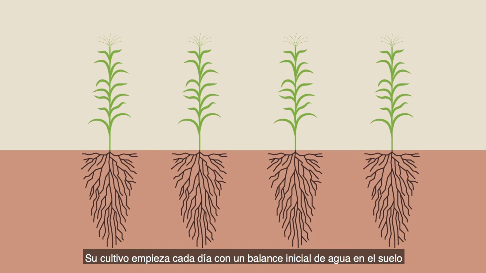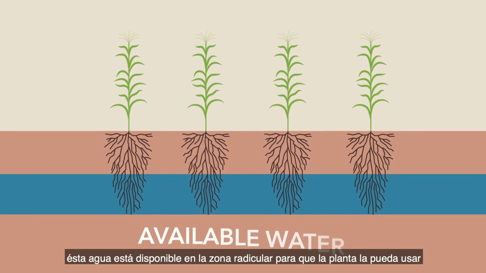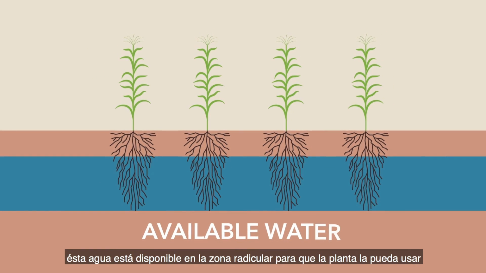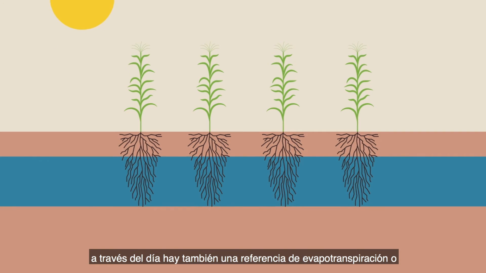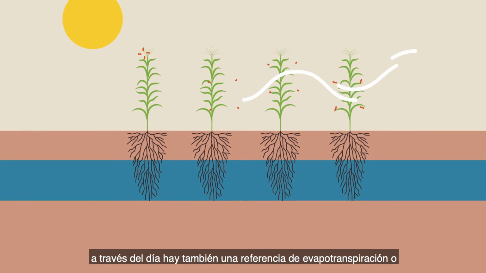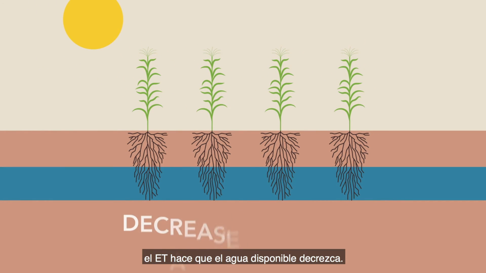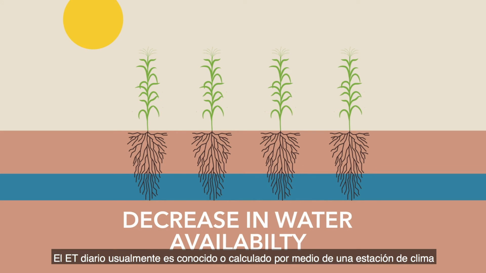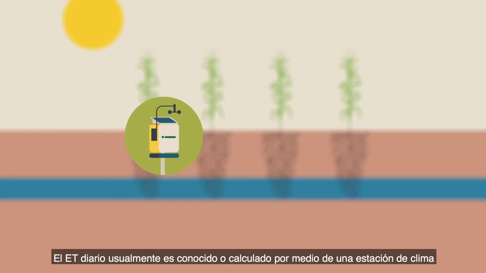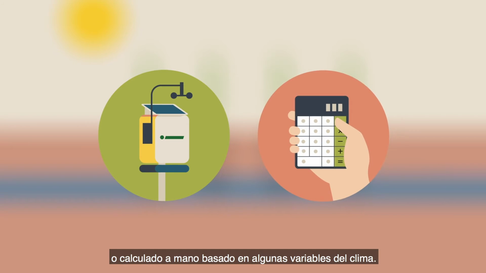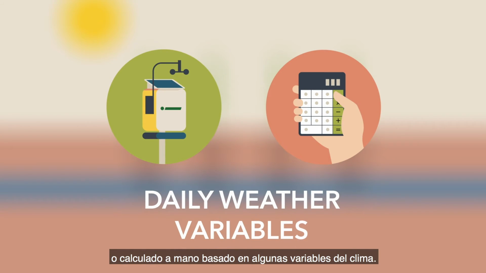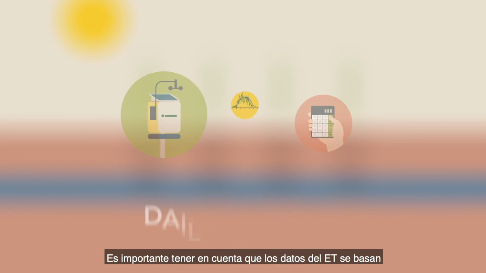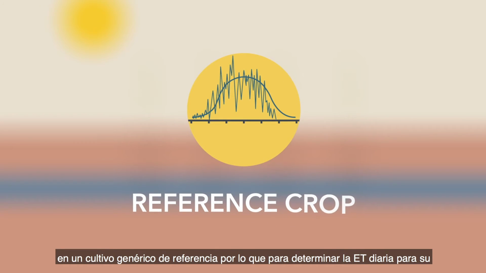Your crop begins each day with a starting water balance that is available in its root zone. As the crop uses water throughout the day, referred to as evapotranspiration, or ET, the available water balance decreases. This daily ET is usually retrieved via a weather station or hand-calculated based on various weather variables. It's important to note that these ET numbers are based on a generic reference crop.